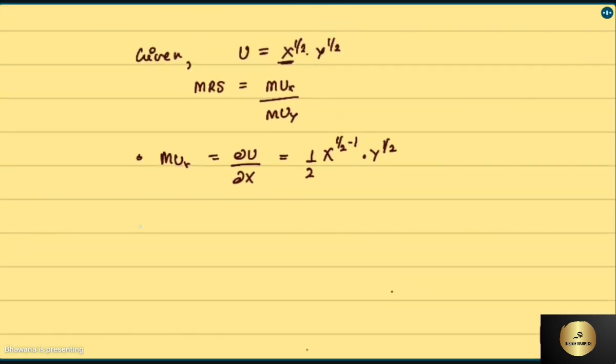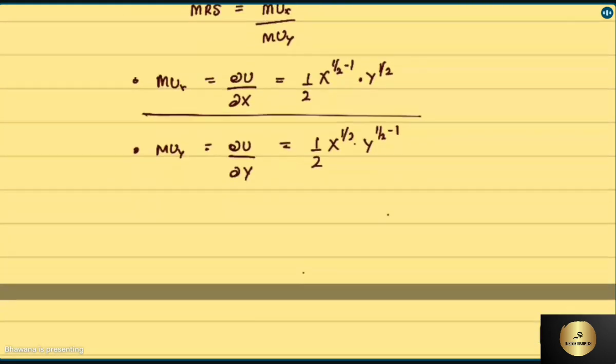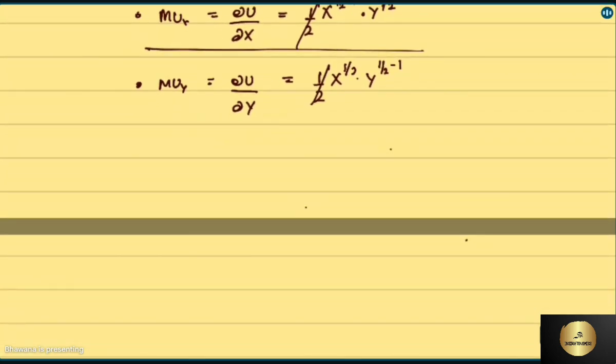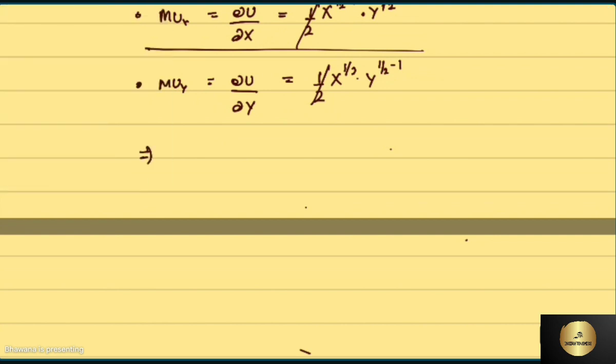because we are differentiating with respect to x. Now for mu(y), simple, it is the partial derivative of u with respect to y. Again we differentiate with respect to y, x remains as it is, x^(1/2) y^(1/2 - 1). Now we'll divide these in order to get mu(x) and mu(y). Half by half cancels out. Okay, now we'll manipulate this particular term. Let me use a different color. So you got x^(1/2 - 1) into y^(1/2).